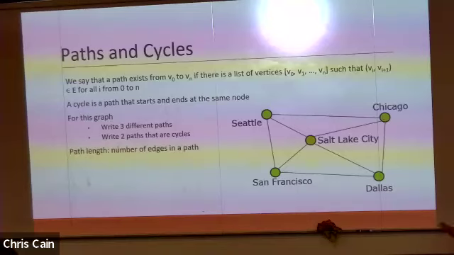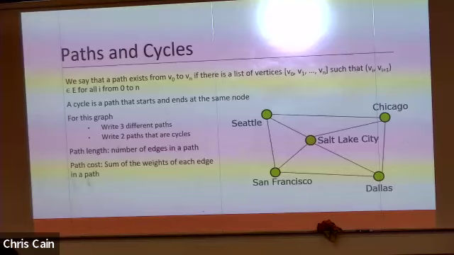So we can talk about the path length. It's just the number of edges in that path. So 0 edges if you're going to yourself, 1 edge if you're going to a neighbor. The path cost is just the sum of all of the weights of the edges. If it's an undirected graph, they don't have weights, so it's just the number of edges. But in a weighted graph, then we actually have to calculate that cost.